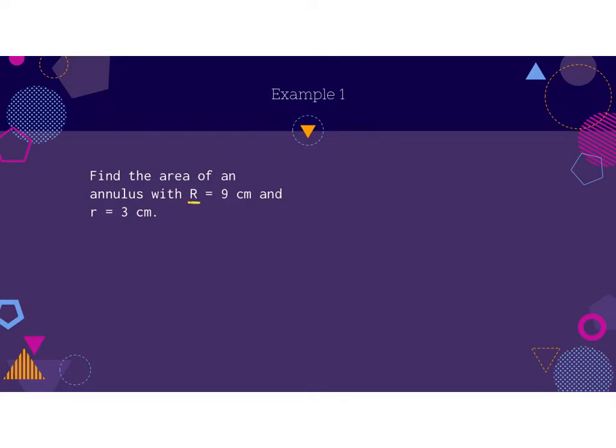So this capital R is indicating the greater circle, the bigger one. So here we have our big circle, and then we have our smaller circle. We can say this is our center, and from here to here we have 9 centimeters, and let's say here to here is 3 centimeters. So what we're going to do again is find the area of the big circle, and subtract the area of the small circle, and that's going to give us the area of the annulus.